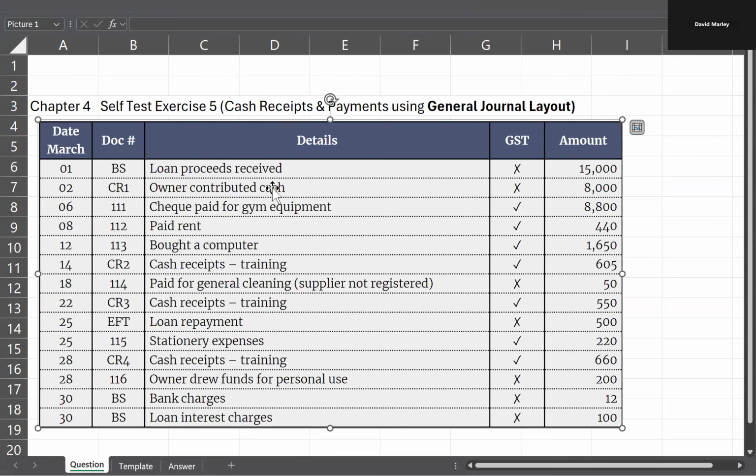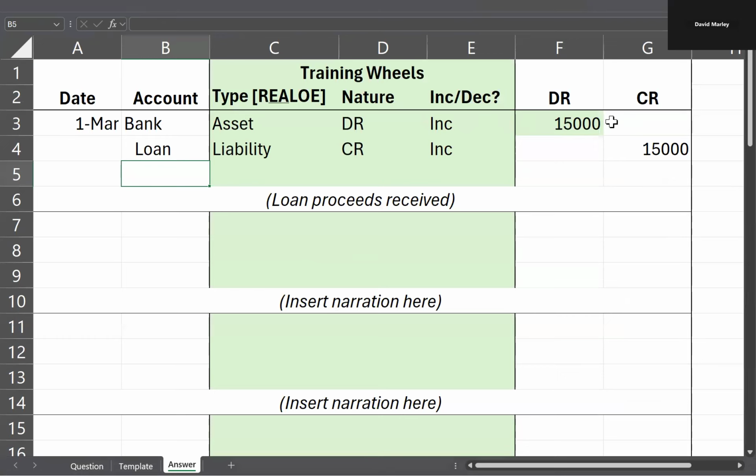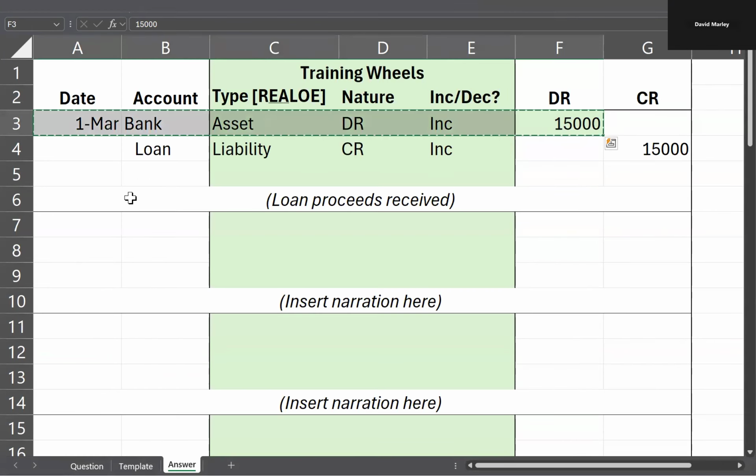So the owner contributed cash, very similar to the thing above, but instead of getting some money from debt, we're getting it from equity. Those are the two places we can get money. We either take out a loan or we put our own money in. So the first part's going to be the same, isn't it? The bank asset going up. The dollar value is only 8 grand, but I can copy that.